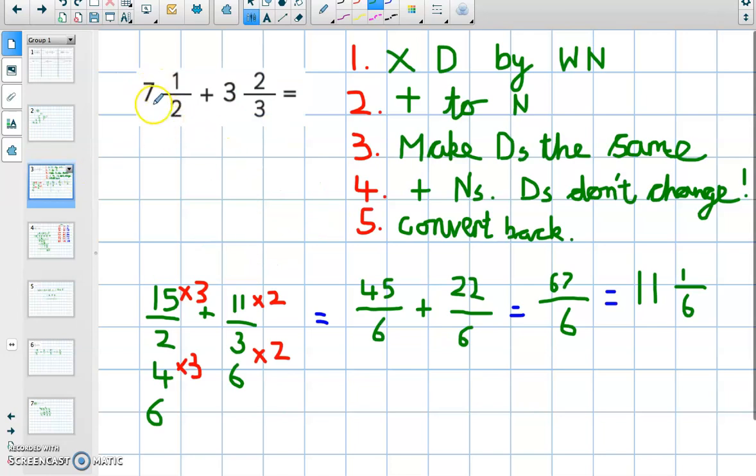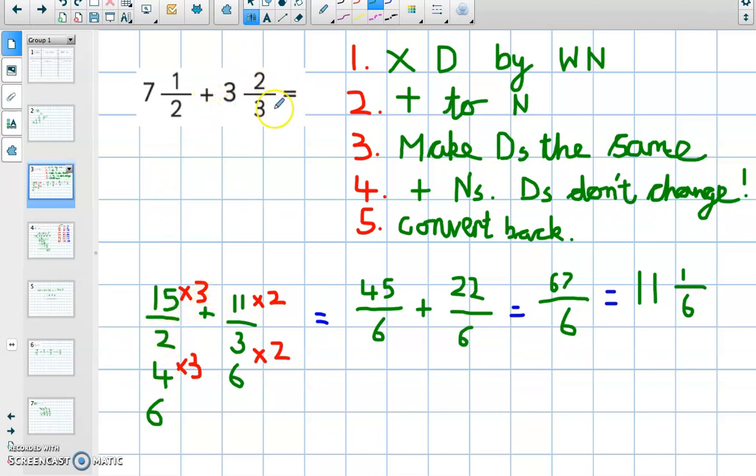Okay, so 7.5 plus 3 2/3. I've put a little steps to success up here. Now you're adding together two mixed numbers. So the first step you need to do is multiply the denominator by the whole number because we want to turn this mixed number into an improper fraction. So as you can see here, step number 1, times the whole number by the denominator, which is 14, and add it to the numerator, which is step number 2, which gives us 15. Now the denominator must stay the same. So that turns into 15 over 2.